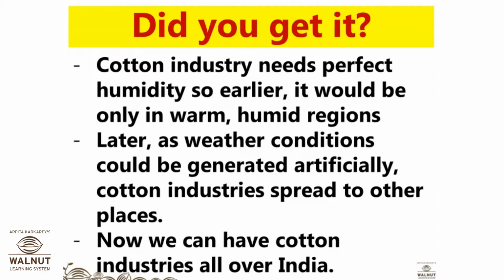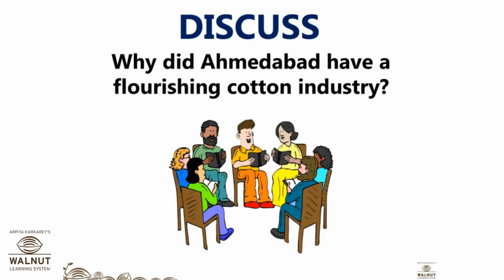Then later, with the development in science and technology, when this kind of temperature could also be created artificially in different places, now we have cotton industries all over India. Earlier, most of the cotton textile industries in India were concentrated in Mumbai and Gujarat.